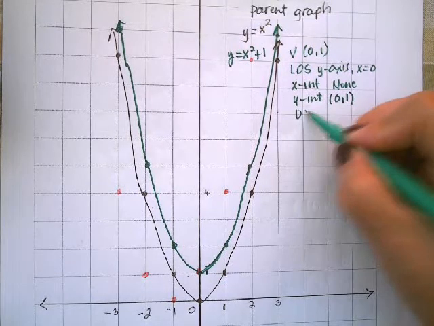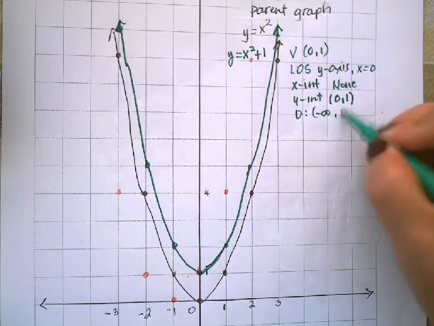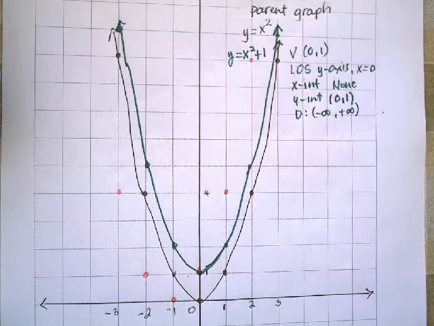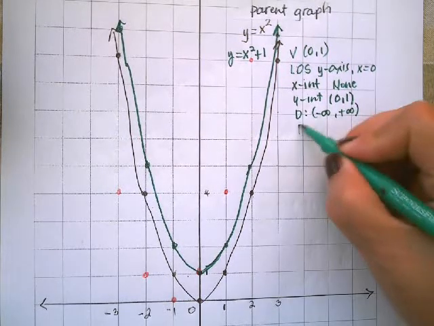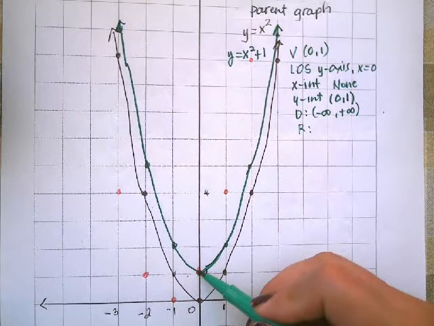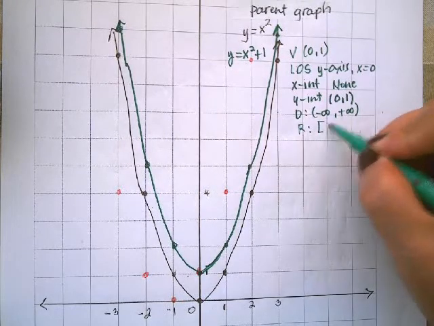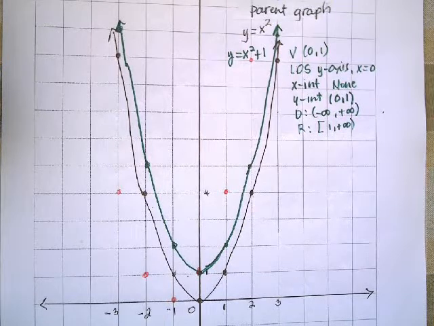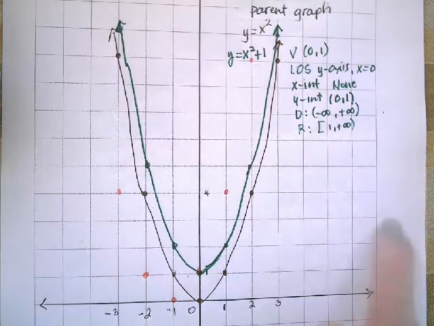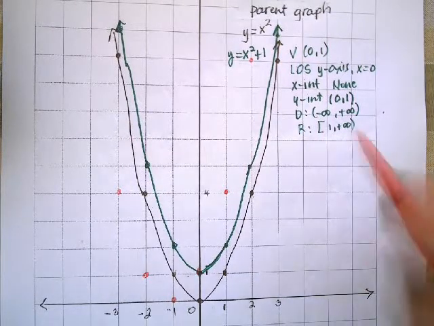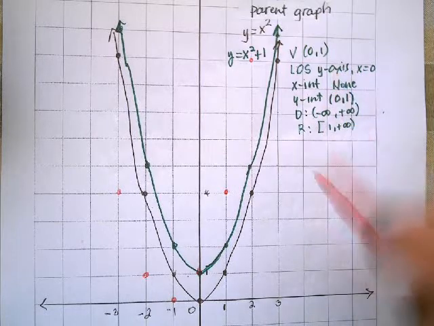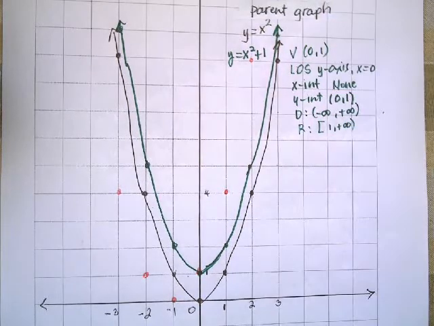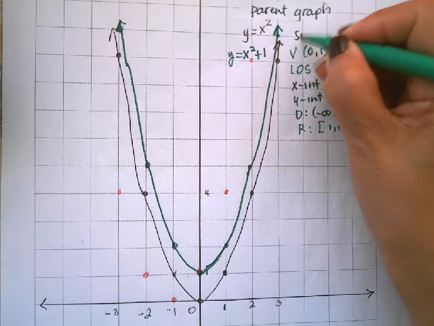Domain: what is our domain? Domain is always all real numbers for all parabolas. Range for this one starts at 1 up to positive infinity. So your homework will be like that. I will give you a table to fill up, and then you will graph them, and then you will give me this summary. That will be your homework.